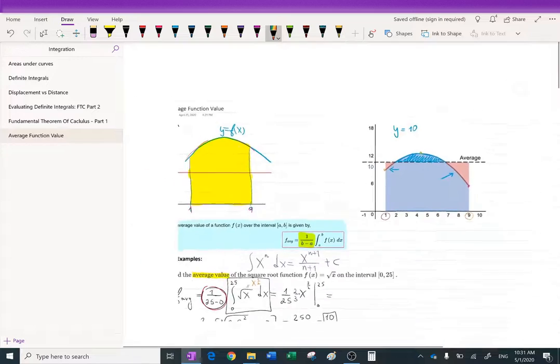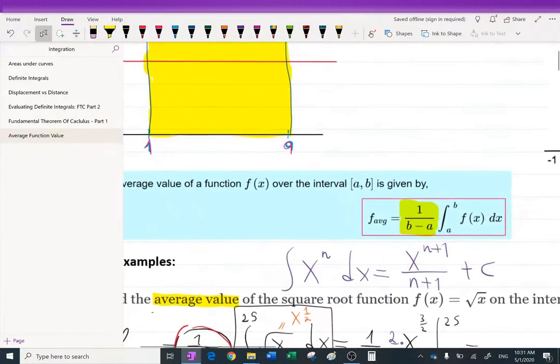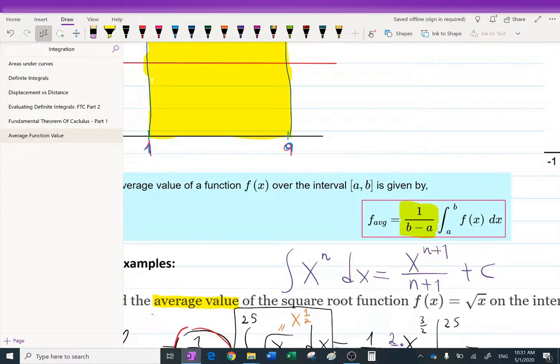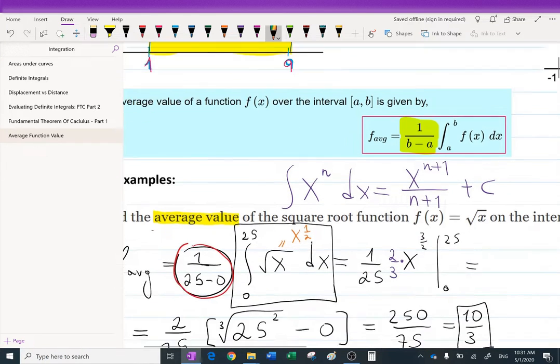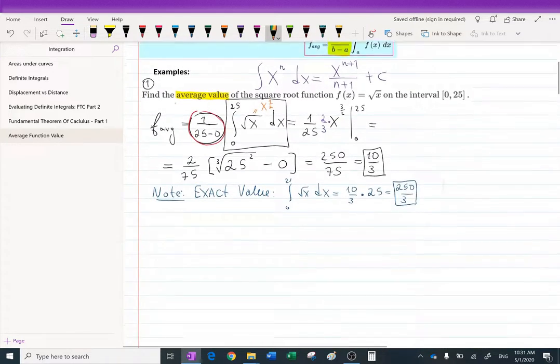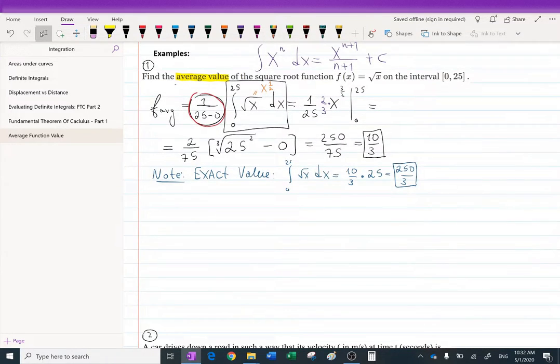How to find it? That's what you call the average function, which basically takes the integral from a to b, and then don't forget to divide by the length of the interval you are integrating on. So I'm dividing by b minus a. And that's what we did. We gave you examples of how to find average values.